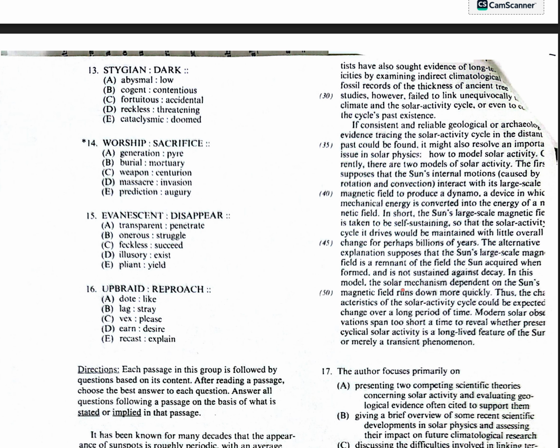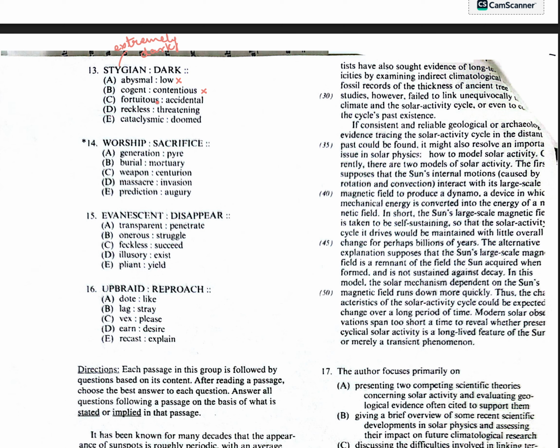If we have a look at the 13th one, it says Stygian and Doric. Let us try to make a relationship between the two. Stygian means extremely dark. So the first word is an extreme version of the second one, right? Abysmal and low. So abysmal usually means terrible, right? So unrelated, I would say. Cogent and contentious, these are also unrelated, so no.